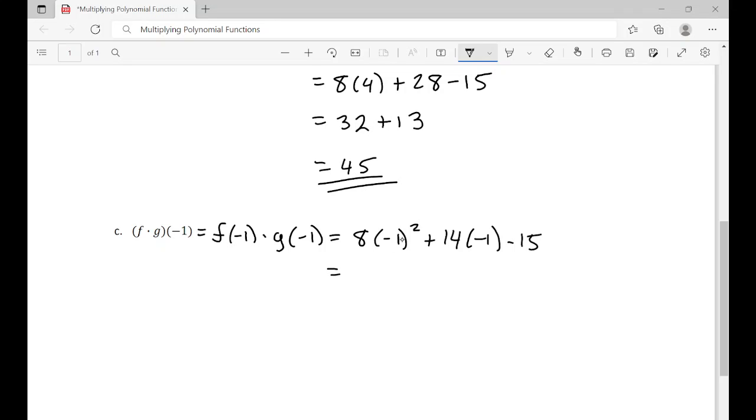So negative 1 squared is just 1, so just 8. 14 times negative 1 is negative 14 minus 15. So 8, negative 14, and negative 15 is negative 29. And then 8 minus 29 is negative 21. So (f times g)(negative 1) is going to equal negative 21.